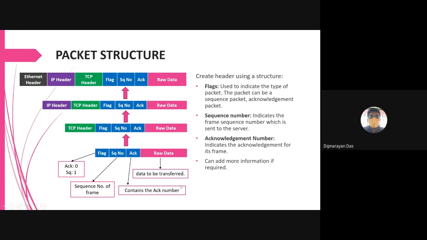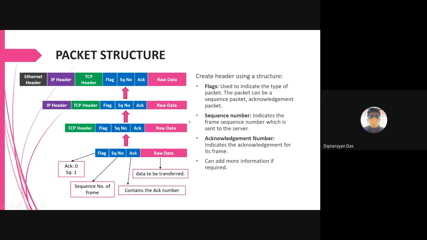Here you can see first we have the sequence number, and we have the acknowledgement, which we have already set. By default we didn't receive any acknowledgement. So the acknowledgement is 0, the sequence number is 1, and it contains the acknowledgement number. So there are different fields, and finally the raw data.